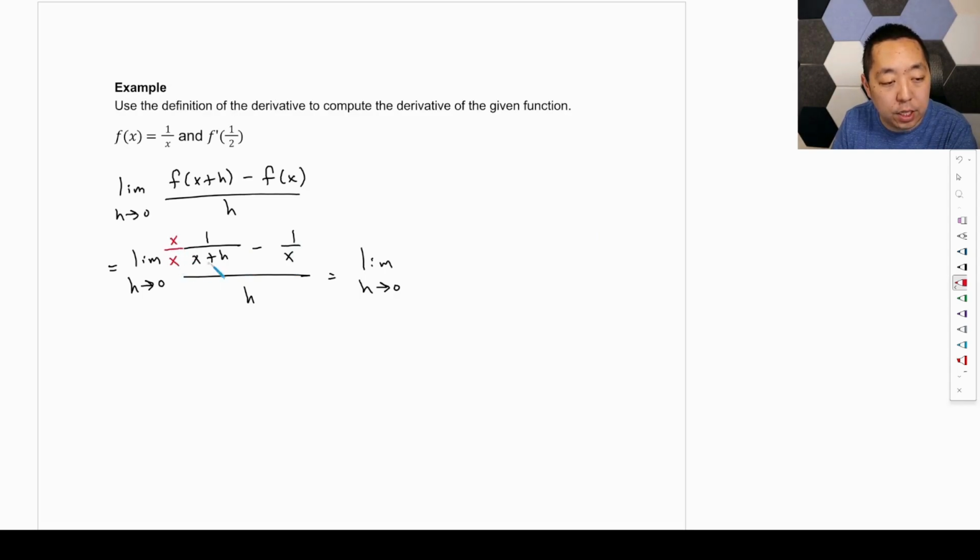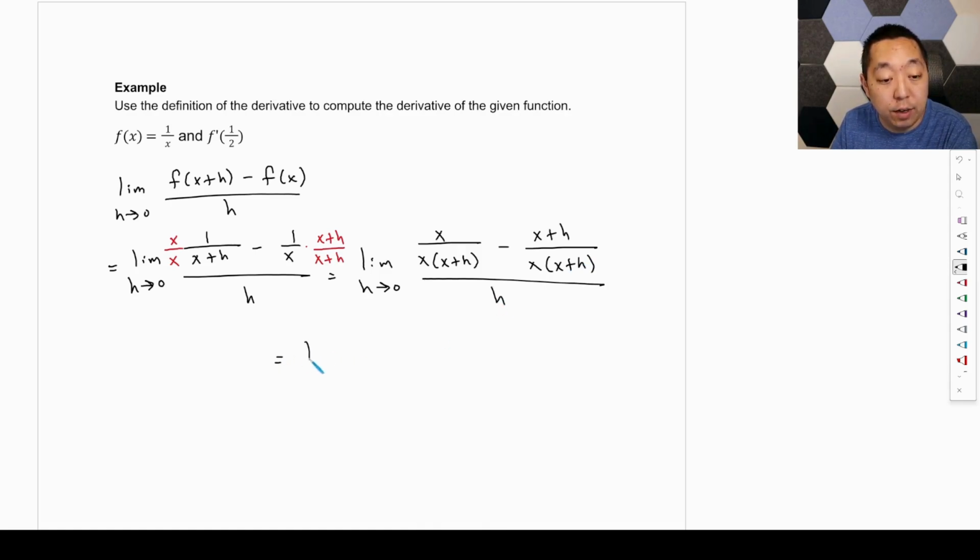I want x on this one, x times x plus h. In here, I'm going to need an x plus h and x plus h. That way, these two will both have a common denominator, x times x plus h, right? And I'm only multiplying by 1, because I have to multiply the numerator by the same value as the denominator. So it's going to be x over x times x plus h, minus x plus h over x times x plus h, all over h.